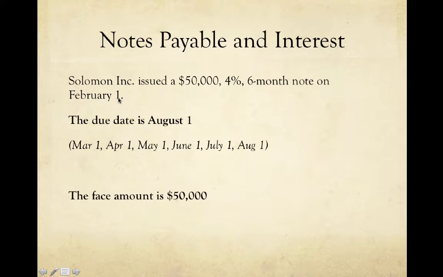So first of all, if you want to calculate the due date of the note, since it's a 6-month note, we're going to count 6 months from February 1st. We're going to ignore February 1st and start with March 1st. That'd be 1 month. April 1st would be 2 months. May 1st, 3 months. June 1st, 4 months. July 1st, 5 months. And August 1st would be the 6th month. So the due date would be August 1st.